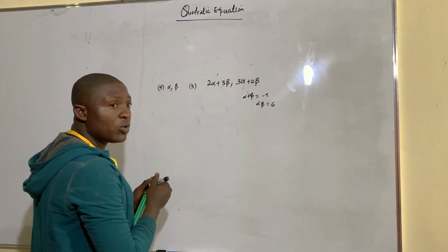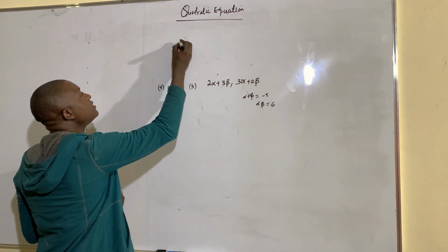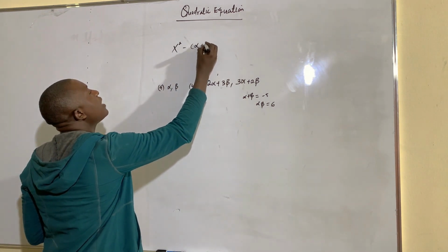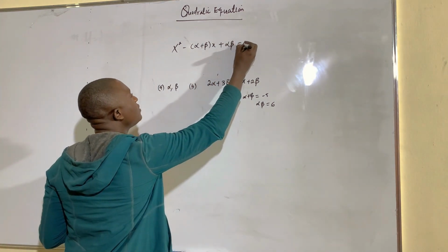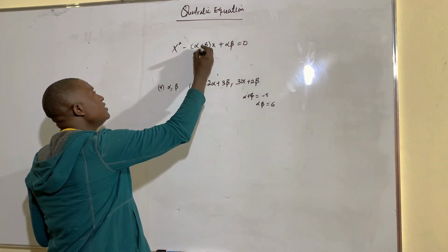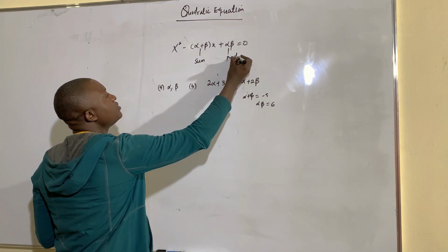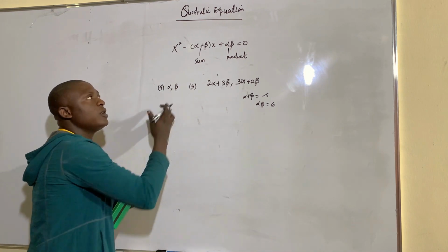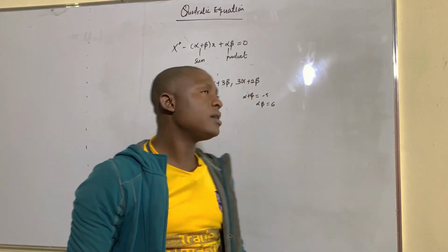That means you recall this formula, the one we use, so now we can find the root. We use one formula like this: x squared minus (alpha plus beta)x plus alpha beta equals 0. Here you can see this is the sum and this is the product. So this is the one I will use here. To solve this problem, I will find the sum, and at the same time, I will find its product.